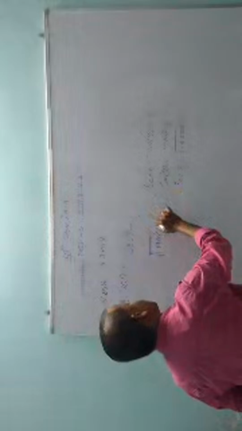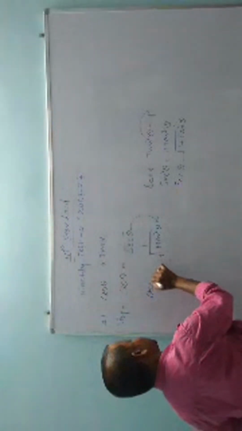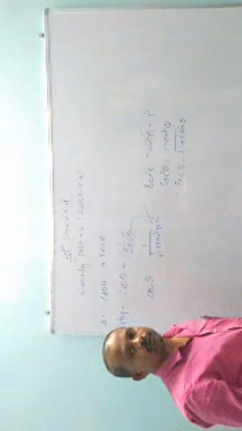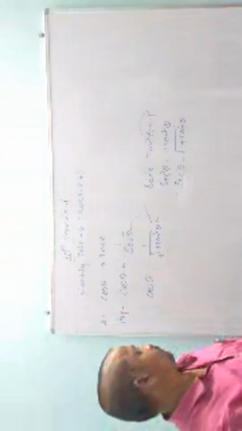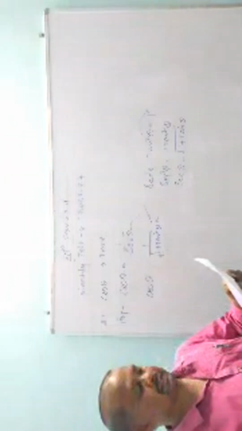So instead of sec theta, we can write square root of 1 plus tan square theta. So this is the cos theta term. We can express it in tan theta terms as 1 by square root of 1 plus tan square theta. Okay, next let's go for the second problem.